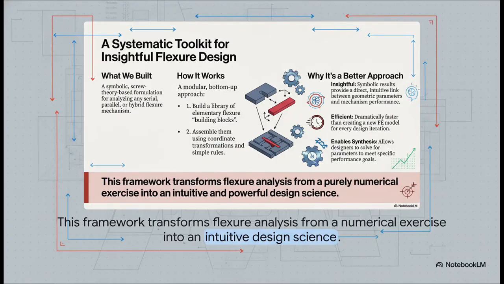So let's just step back for a second and think about what this all means. We've officially moved beyond the black box. What we have now is a systematic toolkit that gives us real insight, a direct link between a design's shape and how it performs. It's way, way more efficient than running a new simulation every single time you tweak something. And the big one, it lets us do synthesis. It lets us design for a specific goal. This really does transform flexure analysis from just a numbers game into a truly intuitive and powerful design science.